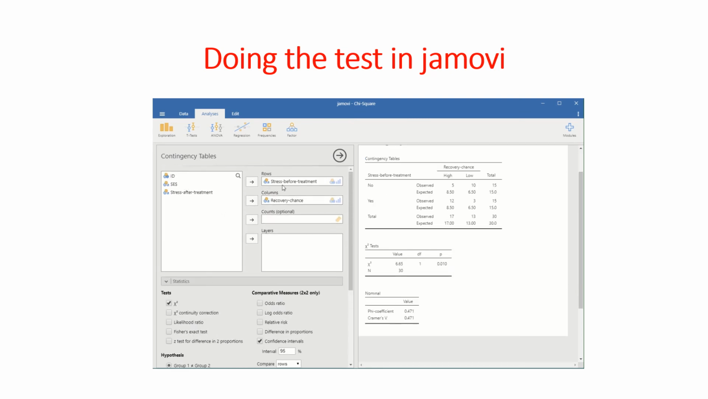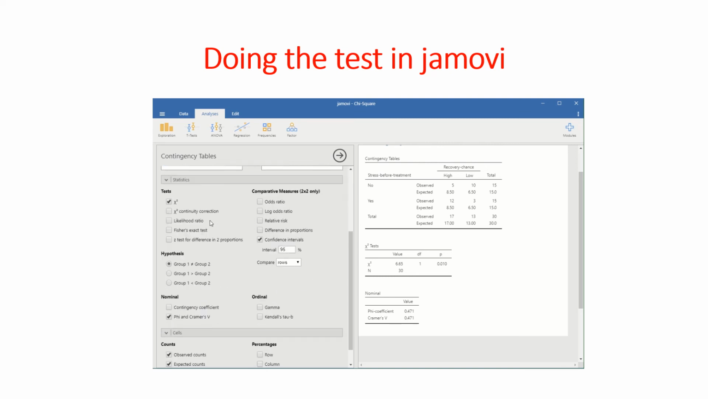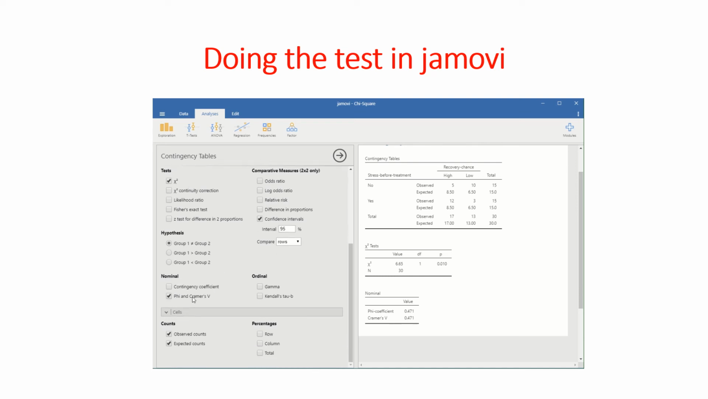You put the variables here in the row and column of the contingency table. It doesn't really matter how you put them, the order. I mean, recovery chance could go here and the stress could come in the columns. It doesn't matter. So in the test, we want the chi-square test, and then we want the Cramer's V effect size. And finally, you also click on both observed counts and expected counts, because later on, if you want to do the interpretation, looking at the expected counts would help you come up with a better interpretation.